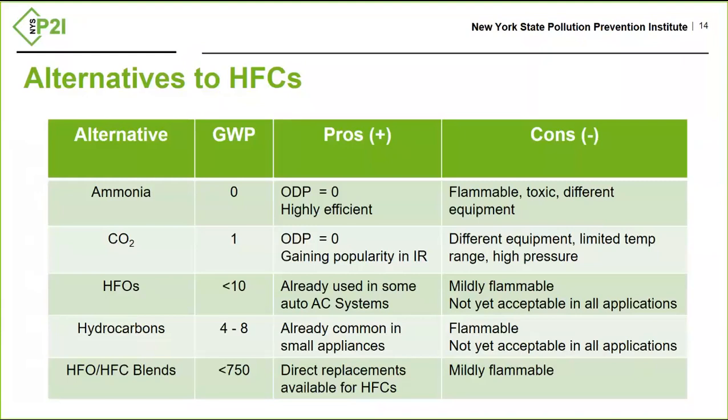Hydrocarbons such as propane are also gaining popularity. These are actually used in small appliances like the refrigerator. New refrigerators use hydrocarbon refrigerants, and they have low GWP and low ODP. However, again, they are flammable, so they're not used in large quantities. And then there are blends that have significantly lower GWP than some of the current refrigerants, but still rather high, and these are also mildly flammable.